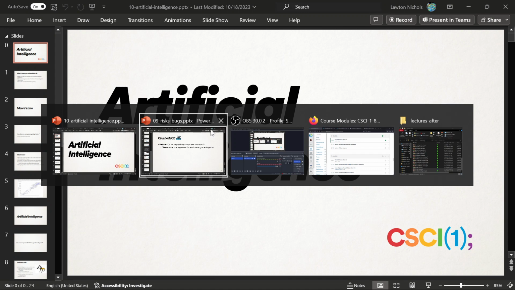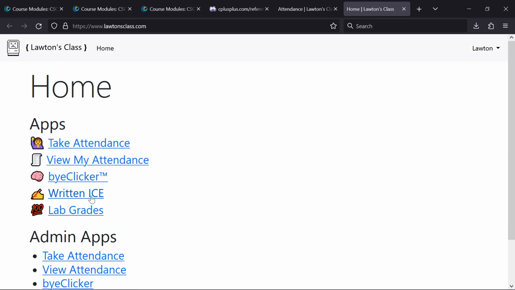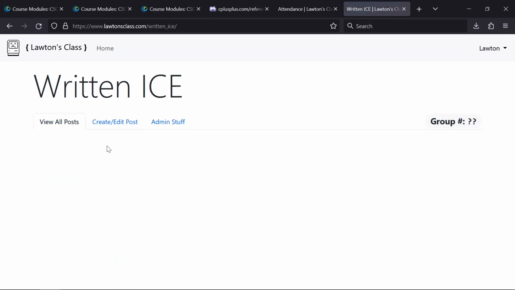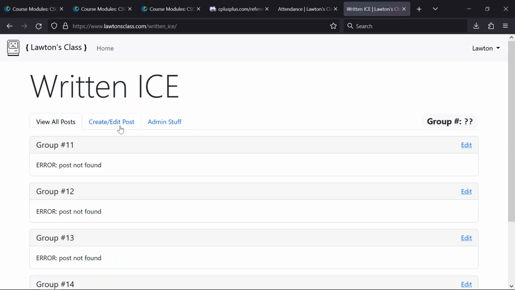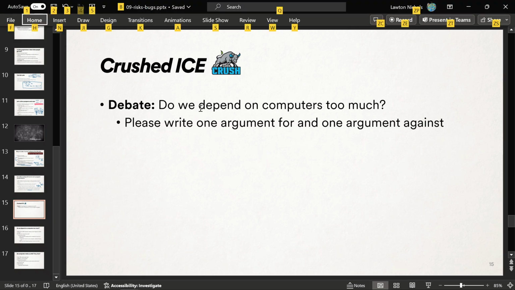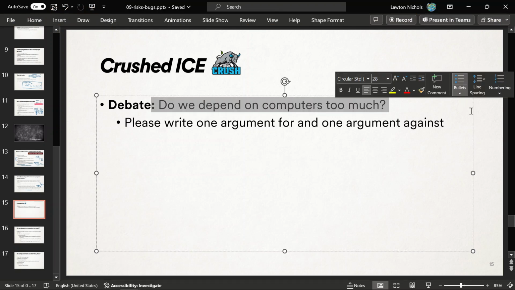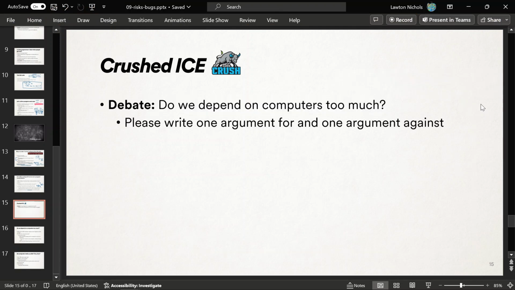Go to that written ice page, and let's enter in some ideas. Let me clear it out for us. Post not found. So here's my question for you guys to discuss as a group. Do we depend on computers too much? Like, they're everywhere. They're used in health. They're used in automation or transport, stuff like that.